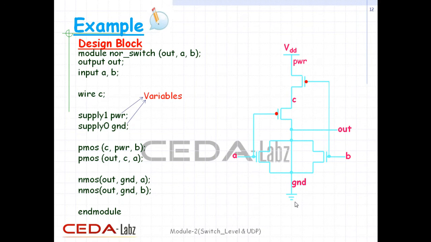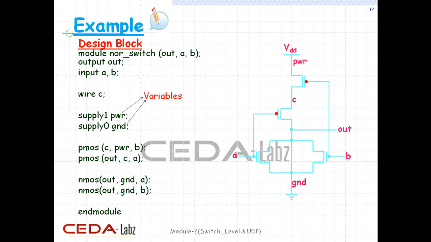Supply 1 represents VDD and supply 0 represents ground. So, PWR is declared as supply 1, and GND is declared as supply 0, and then accordingly, PMOS and NMOS are instantiated. For this PMOS, output is C, data is power and control is B. Similarly, for this PMOS, output is out, data is C and control is our input, A.